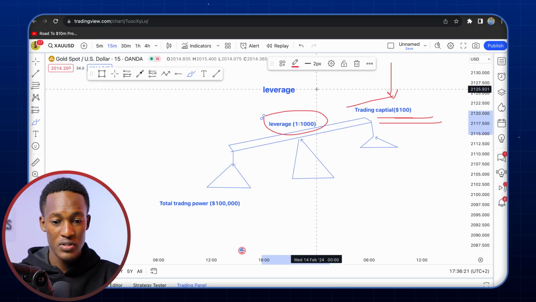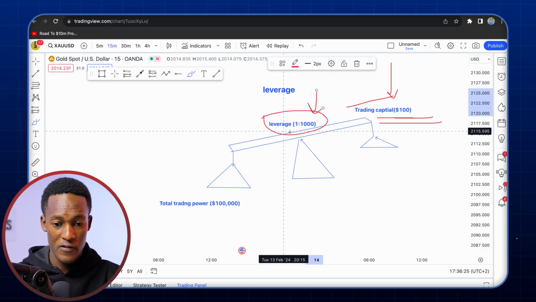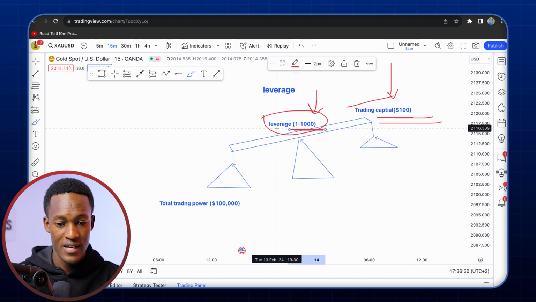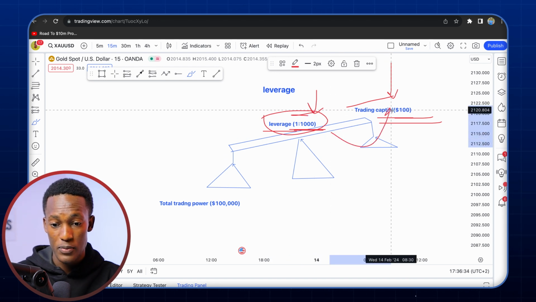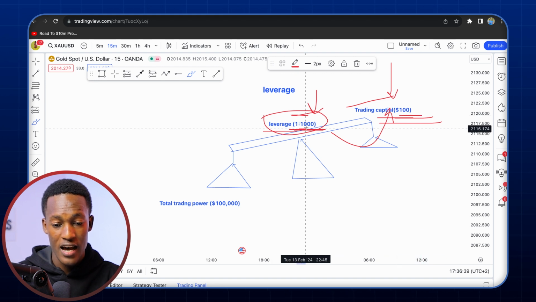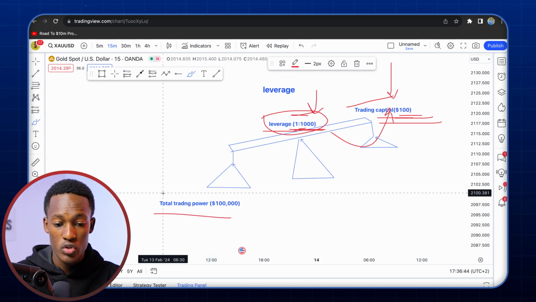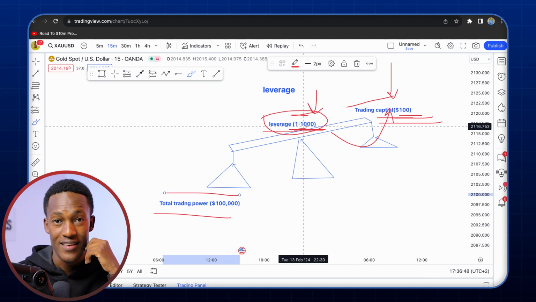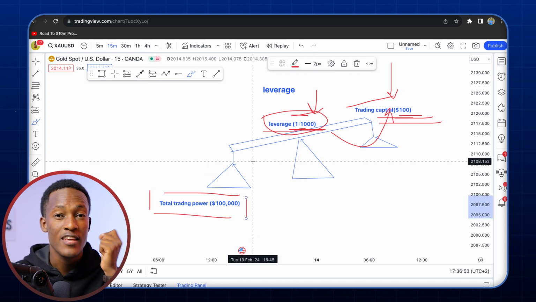So in this example, say we're using 1 to 1,000, pretty high, but let's just use this for the example. So if I'm using 1 to 1,000, then basically this is what the leverage does. You're going to have 1,000 times your trading capital. So this basically means it's $100 times your leverage, which is 1,000, and now that means you're going to have total trading power of 100k, because we have basically gotten the 100 times 1,000. Now it means you have total trading power of 100k USD.